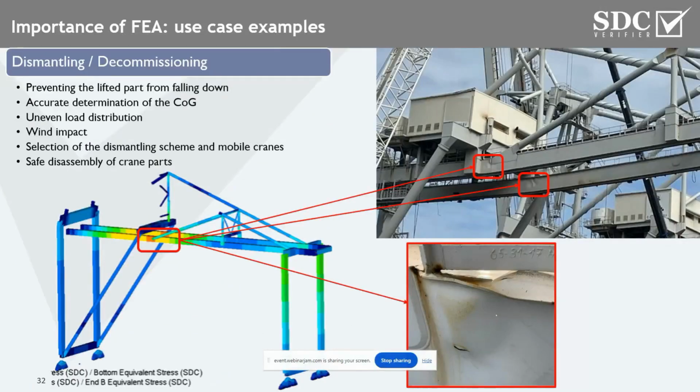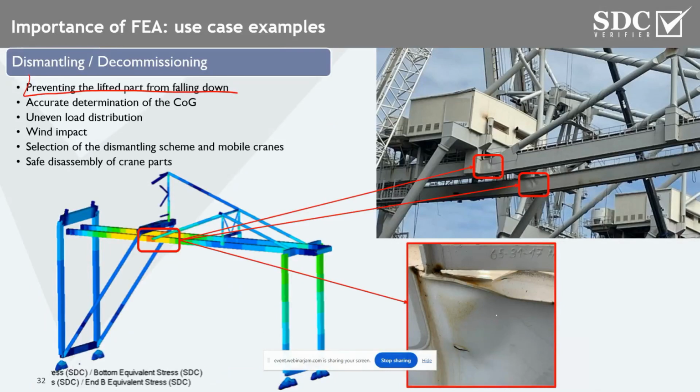Last but not least, this is dismantling and decommissioning of the structures. So basically, there are several benefits. One of them is preventing the lifted part from falling down. But when dismantling the crane, what is important is that the COG can be shifted, so it can change depending on which parts you're cutting and chopping.